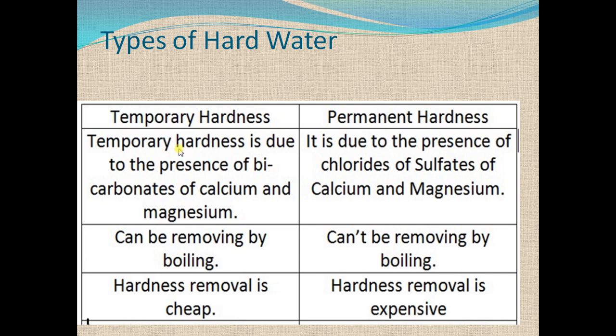Another difference between temporary and permanent hardness is that temporary hardness can easily be removed by boiling. You can see that when you boil water in a pot, the salts deposit at the bottom. But permanent hardness cannot be removed by boiling. Temporary hardness removal is cheap, and permanent hardness removal is an expensive method.